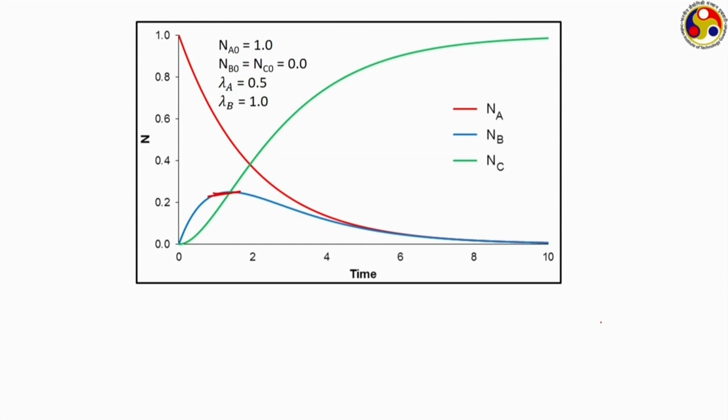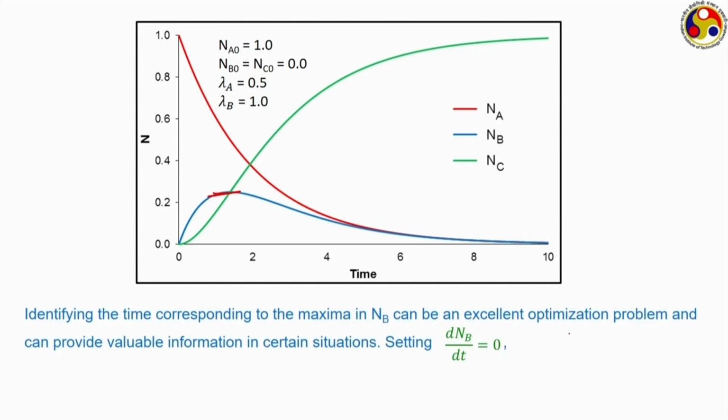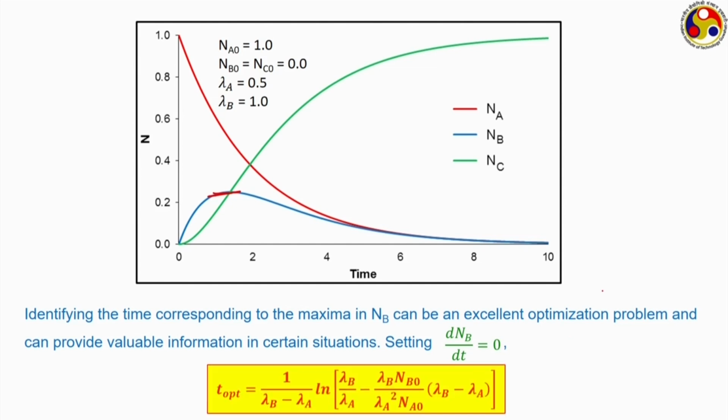While drawing these graphs, we have assumed N a to be 1 and N b and N c to be 0 in the initial sample. Lambda a has been taken to be 0.5, whereas lambda b is taken as 1. Now, for this optimization problem, we can identify the location of the maximum number of nuclei of B and the corresponding time by setting dNb/dt equal to 0, and accordingly I have written here the final solution, where we have the expression for the optimum time t. Basically, we are referring to a time somewhere here which corresponds to the maximum of this B nucleus.